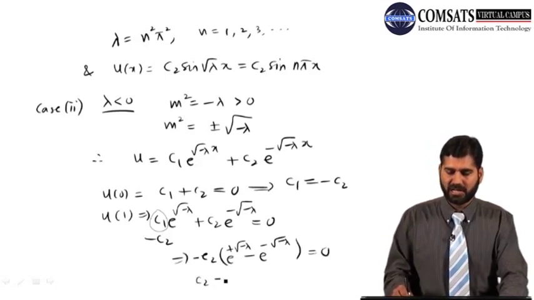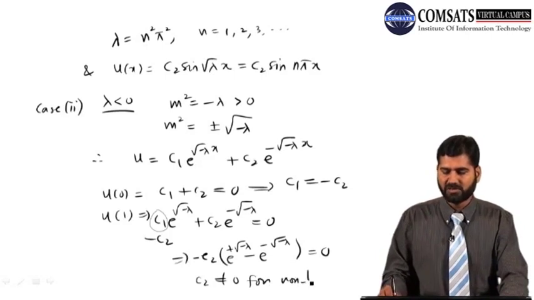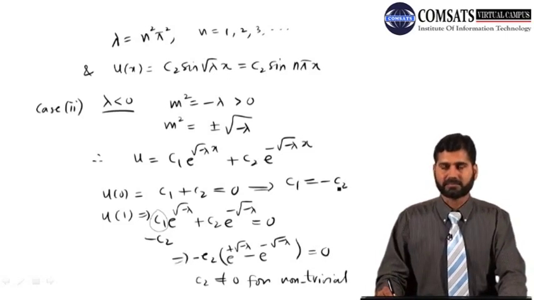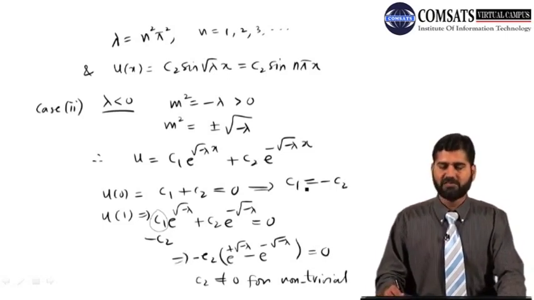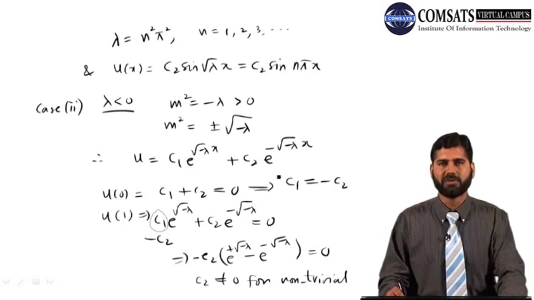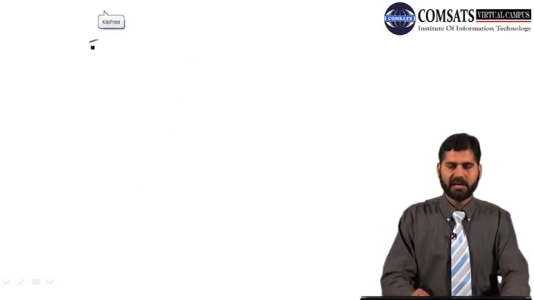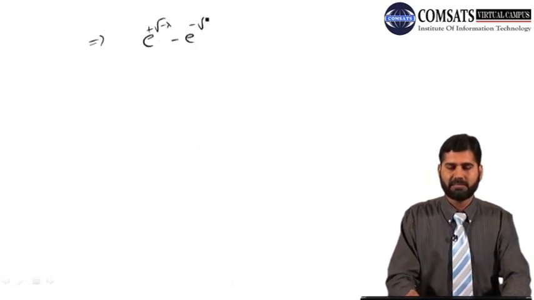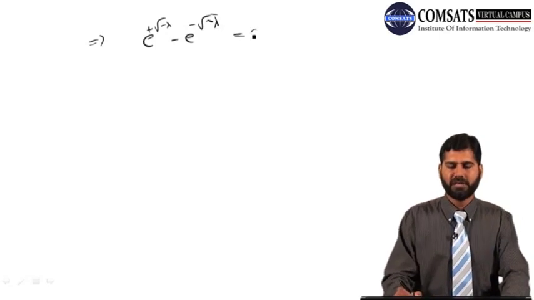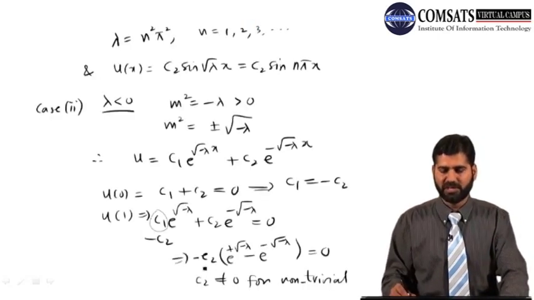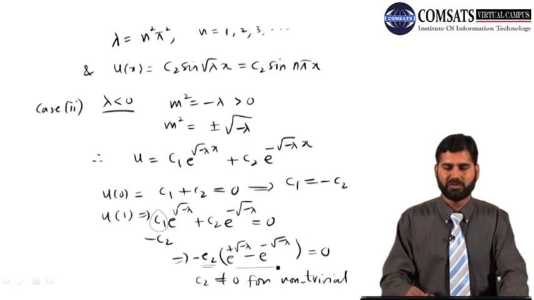Again, c2 not equal to 0 for non-trivial solutions. For a non-trivial solution, we have to take c2 not equal to 0. The reason is, if c2 is 0, then c1 will be 0 and this whole solution will become 0. We are not looking for the 0 solution. So it means e to the minus lambda minus e to the minus lambda should be equal to 0, because one of them has to be equal to 0. If c2 is not equal to 0, then this should be equal to 0.